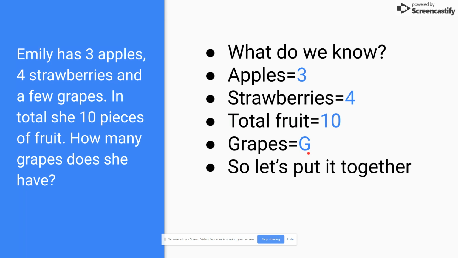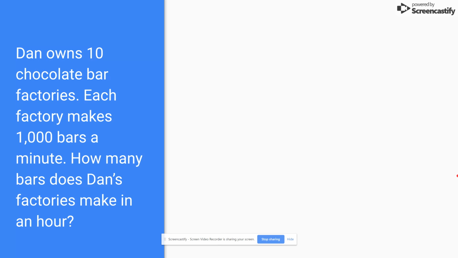Let's put it all together. We could say 3 plus 4 plus G equals 10. Then we could solve for G. And I know you guys already know how to do this. But for the time being, we're just going to be converting these word problems into these algebraic equations.